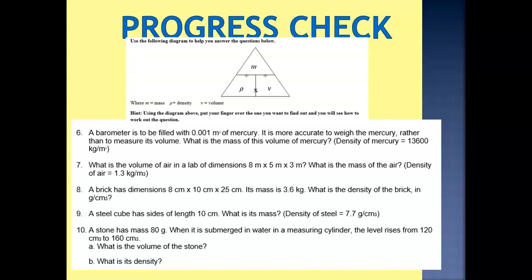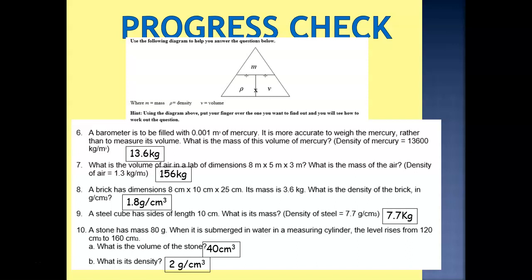Okay, question 6, the answer is 13.6 kilograms. Question 7, the answer is 156 kilograms. Question 8, the answer is 1.8 grams per centimetre cubed. It asks for that in the question. Question 9, the mass is 7.7 kilograms, or 7,700 grams would be acceptable. And question 10A, the volume of the stone is 40 centimetres cubed, and the density is 2 grams per centimetre cubed. Again, this will become more important when we do our next lesson on the experimental procedure.